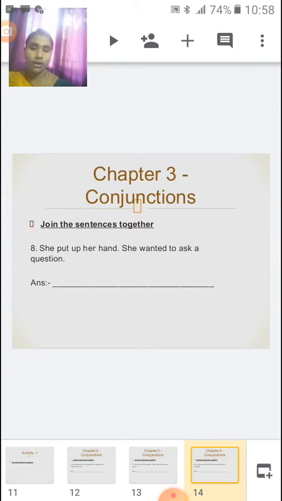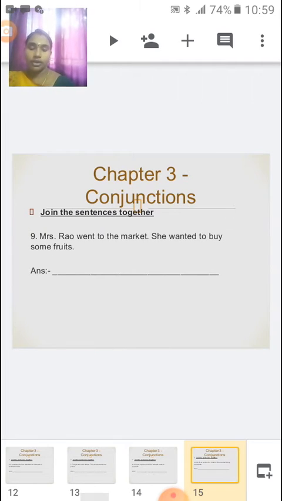So let me repeat the question. She put up her hand. She wanted to ask a question. So the next one, Mrs. Rao went to the market. She wanted to buy some fruits.